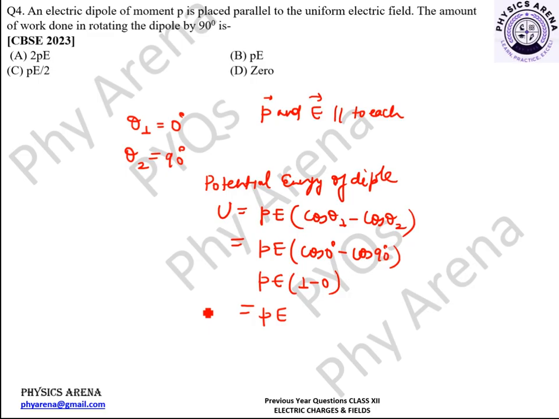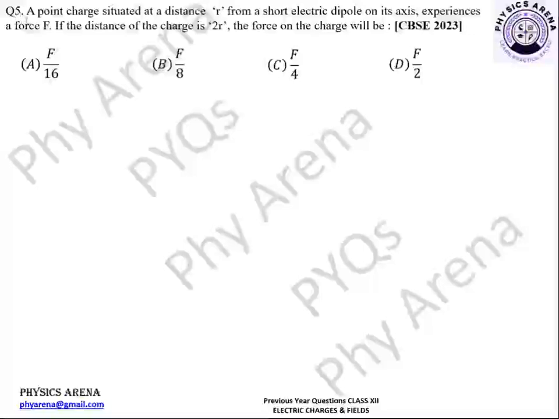to PE. So this is the potential energy of the dipole when it is rotated through an angle of 90 degree from an initial angle when it is placed parallel to the electric field, and from the given options, option B is correct.